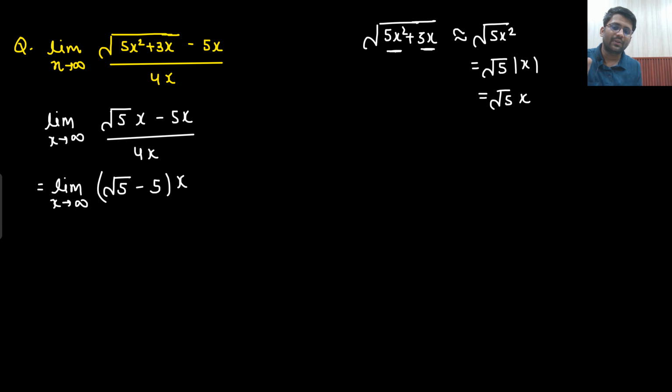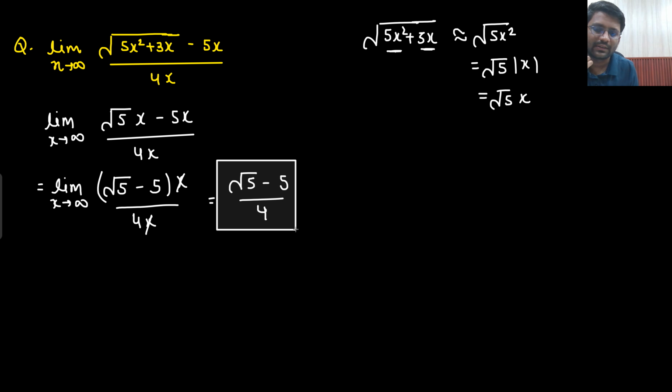But if I notice this particular thing here, under root 5 minus 5 multiplied with x divided by 4x, x and x are getting cancelled out. There you go. And now it is becoming a constant value. So this is the answer: under root 5 minus 5 divided by 4. That's the answer. That's it. This is method 1, if you can solve it very smartly.